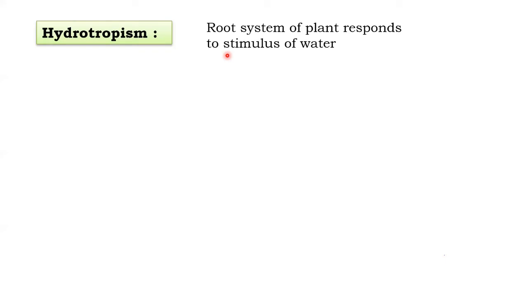Okay, so how can you determine whether it is positive or negative? If the movement is towards the stimulus, it will be called positive, and if the movement is away from the stimulus, it will be called negative.